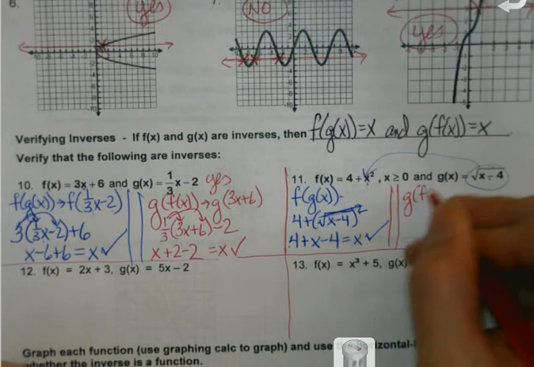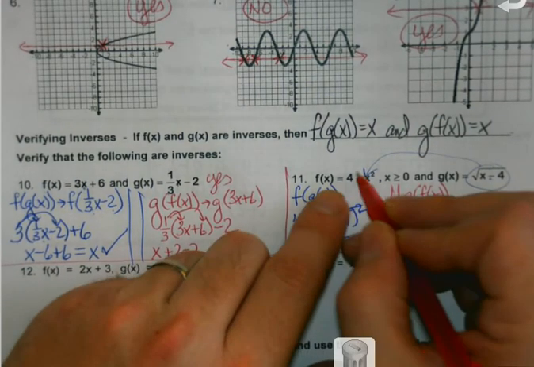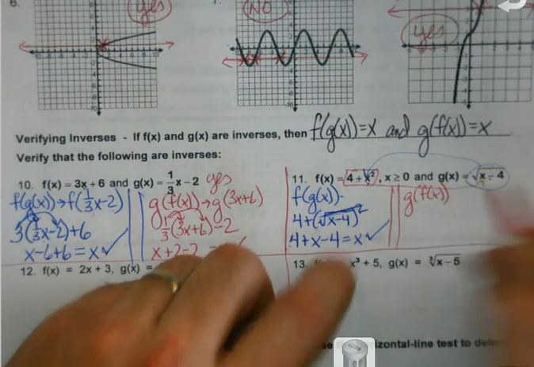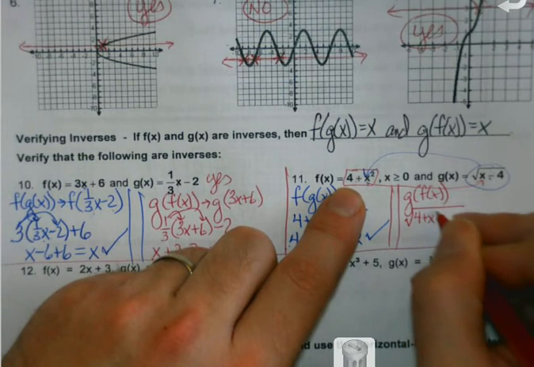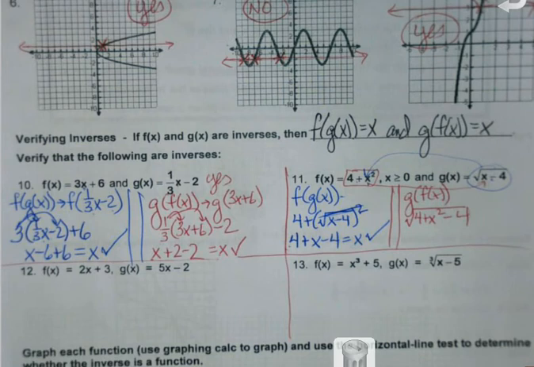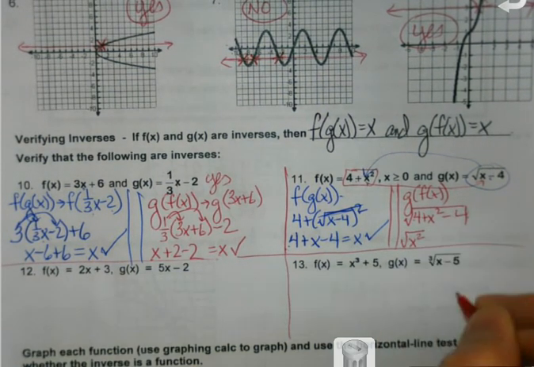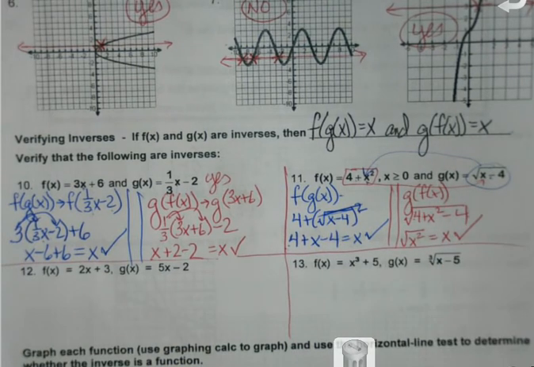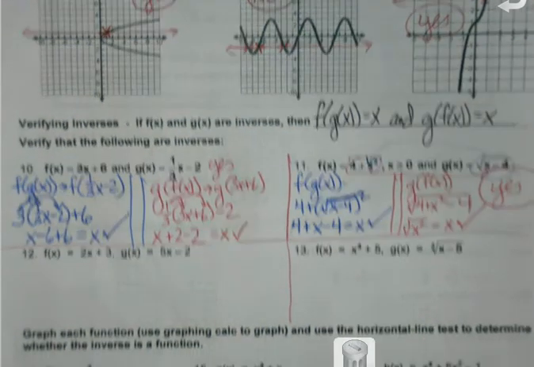So, does the reverse work? Well, let's see. So, f is going into g. So, x gets replaced by 4 plus x squared. And then minus 4. Well, 4 minus 4 is 0, so it's the square root of x squared, which is x. Okay, cool. So those are inverses. That's a yes.